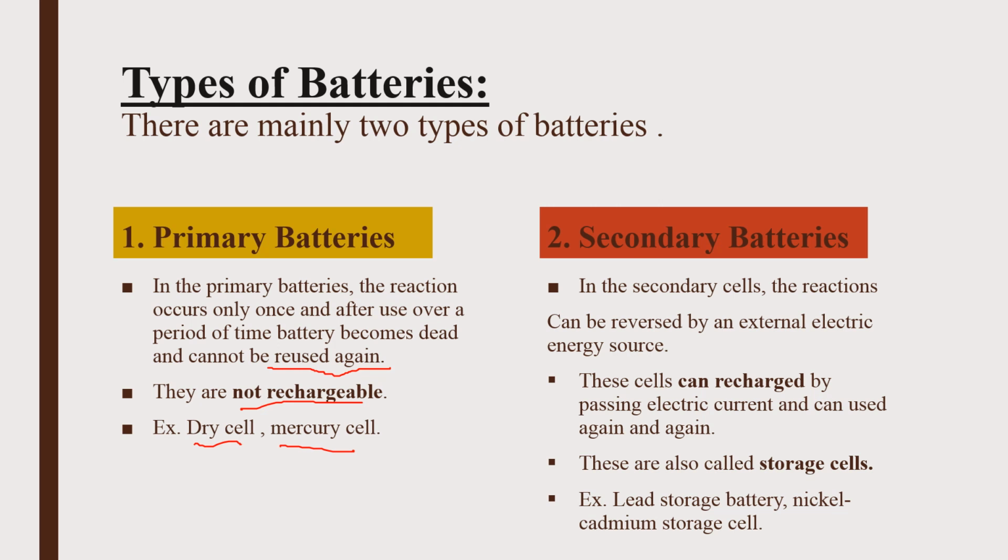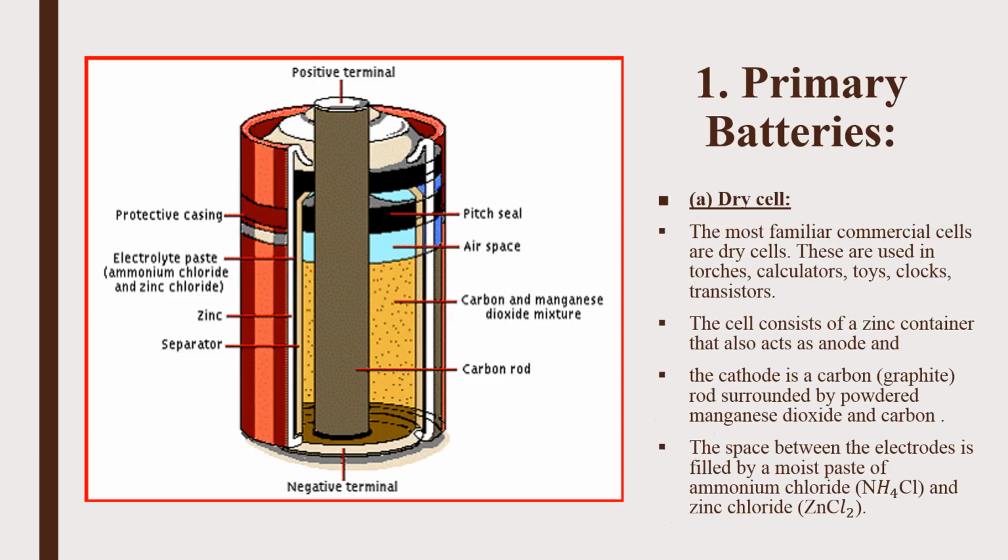Similarly, secondary batteries or cells can be recharged by passing electric current and can be used again and again. These are also called storage cells, as they can store the charge by recharging them again. Examples of secondary batteries are the lead storage battery and the nickel cadmium storage battery or cell. First of all, we will discuss primary batteries.